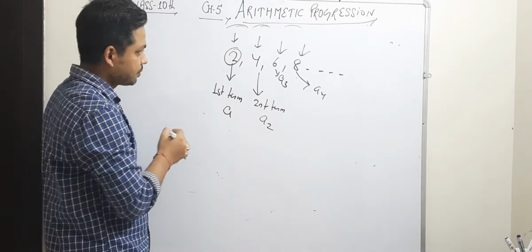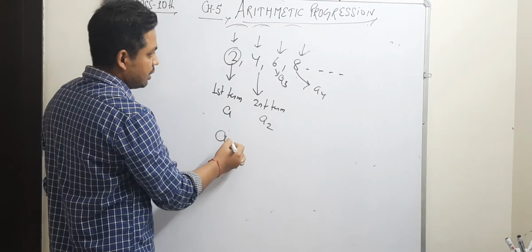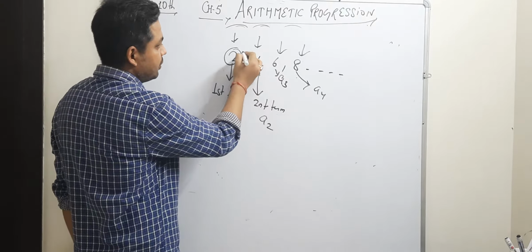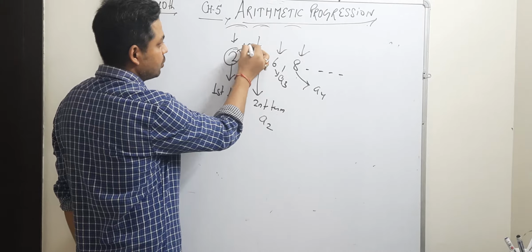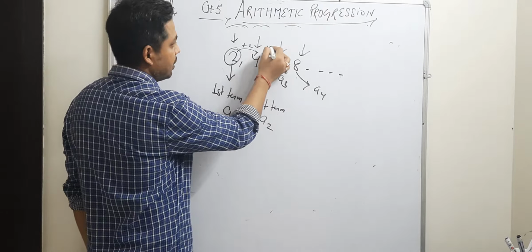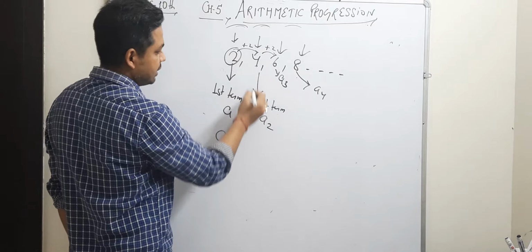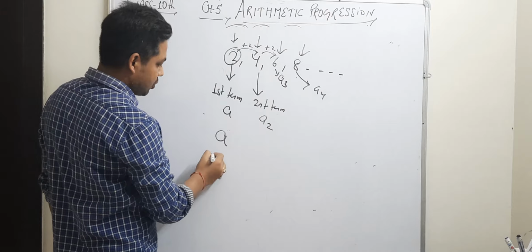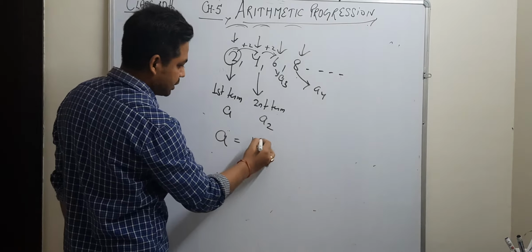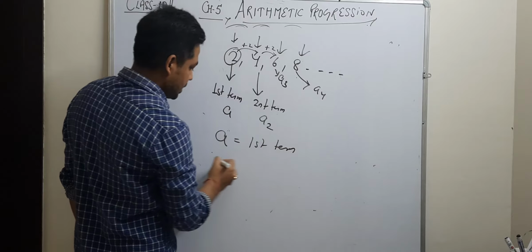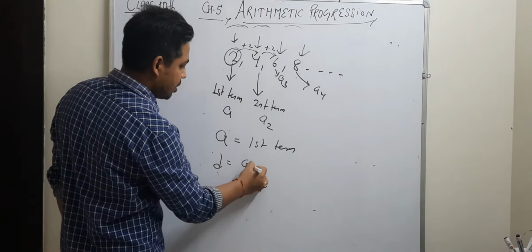So see, this is A, and for this we are adding plus 2. We are adding plus 2. So this is A, and this is how you get D, the common difference. A is the first term and D is known as the common difference.